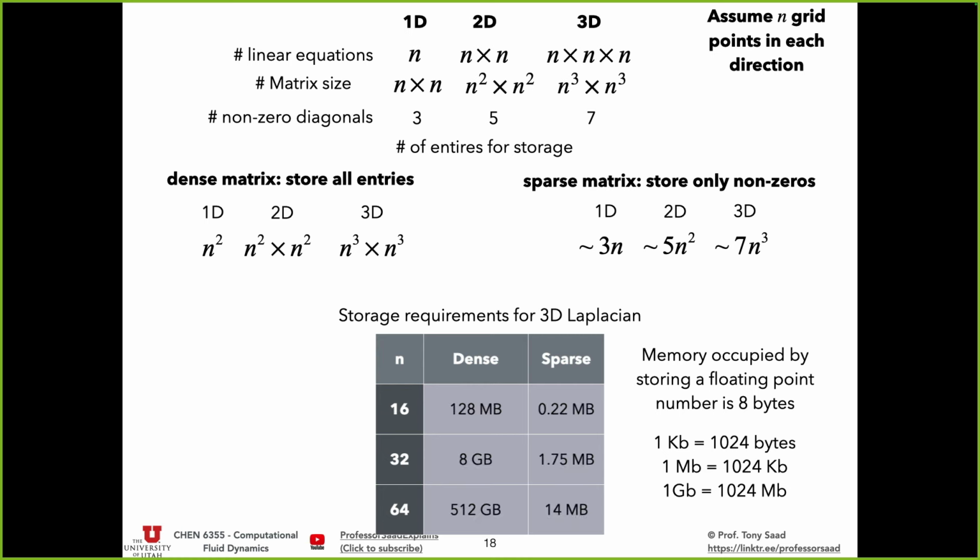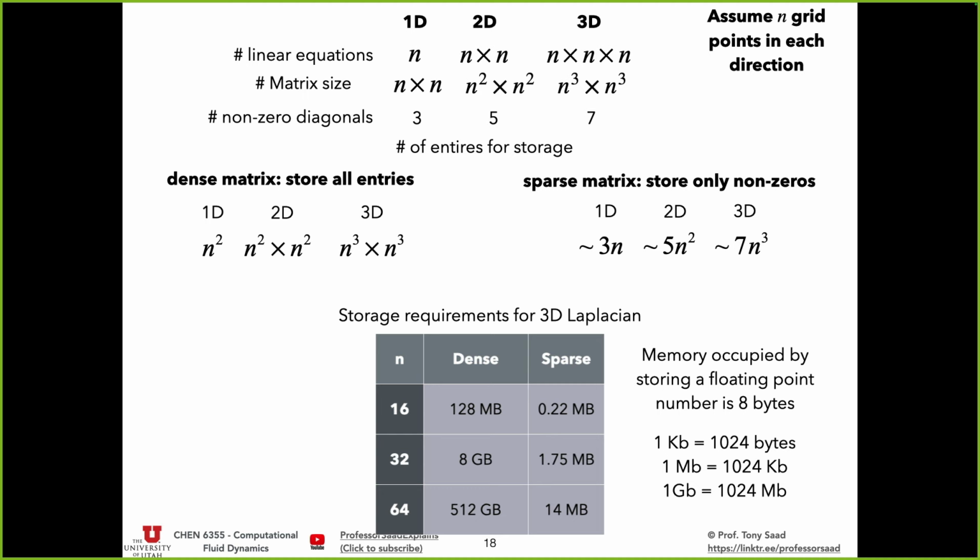So this is what you get. For 16 grid points in each direction in 3D, the dense representation of the same matrix occupies 128 megabytes. The sparse representation occupies 0.22. Just going to 32, doubling the number of points in each direction, you go to 8 gigabytes. This one, I couldn't even load up on my computer: 512 gigabytes only for 64 grid points. It's nothing, 64 grid points in each direction. But look at the sparse version, 14 megabytes. That's like the smallest picture on my iPhone, right?